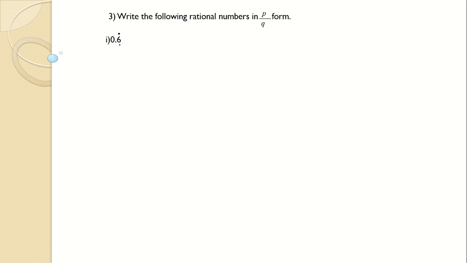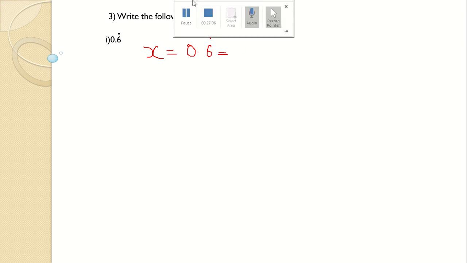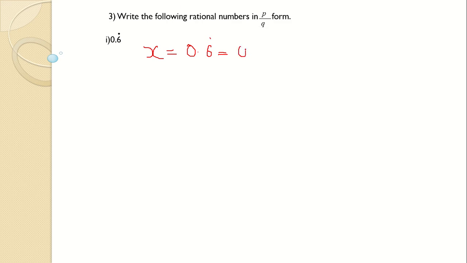So the first sum is 0.6 dot. The first step is, whatever is given, you assume that to be equal to x. Let x be equal to 0.6 dot. Now this dot means 6 is recurring. 0.666 goes on. Okay. Give this statement number 1.